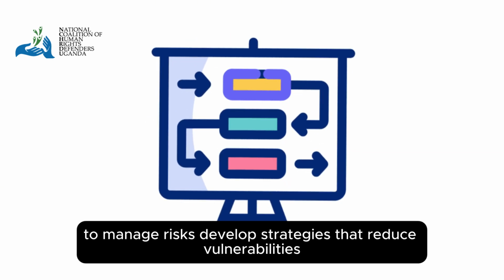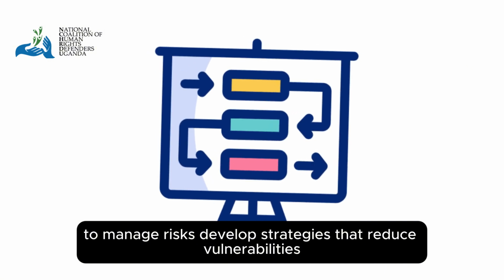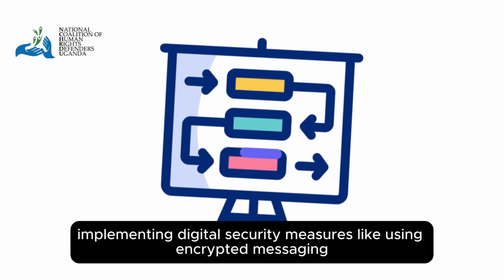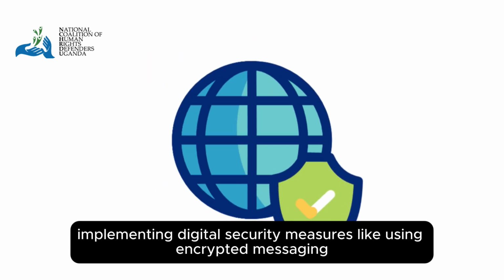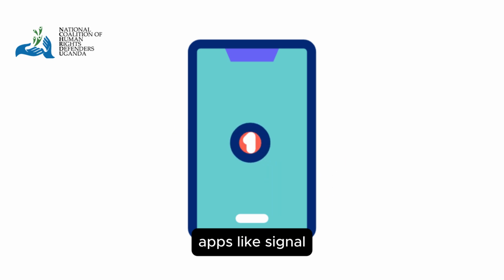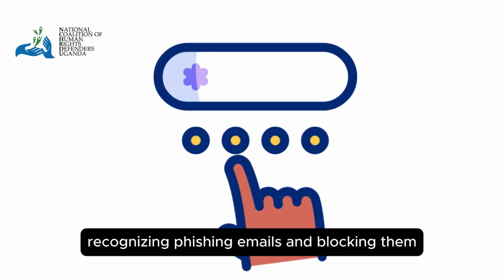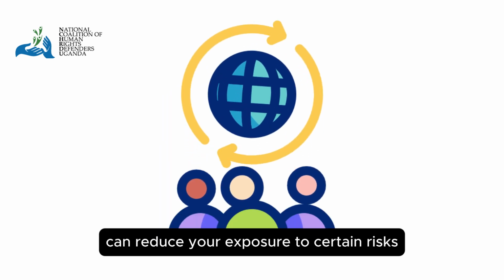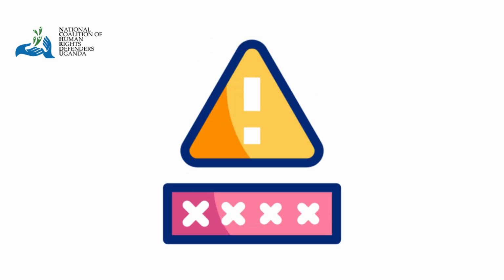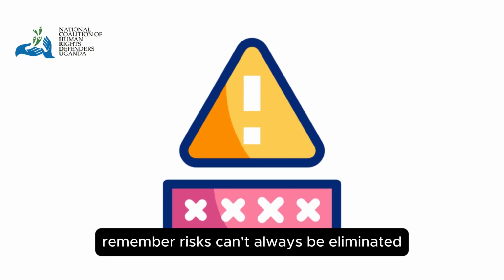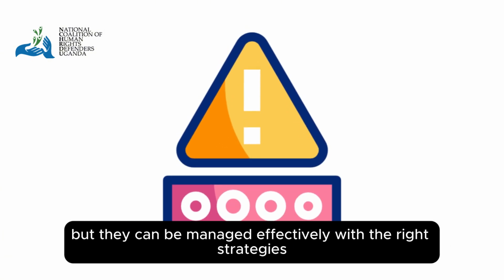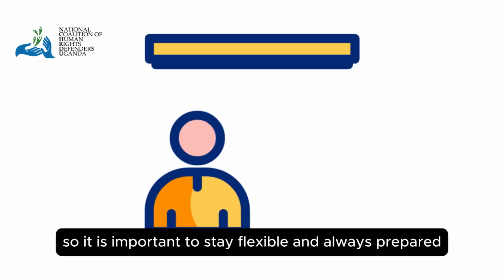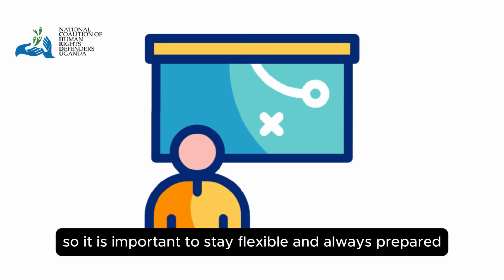To manage risks, develop strategies that reduce vulnerabilities, enhance capacities, or address threats directly. For example, implementing digital security measures like using encrypted messaging apps like Signal, creating strong passwords, recognizing phishing emails and blocking them, as well as building alliances can reduce your exposure to certain risks. Remember, risks can't always be eliminated, but they can be managed effectively with the right strategies, and not all risks are predictable. So it is important to stay flexible and always prepared.